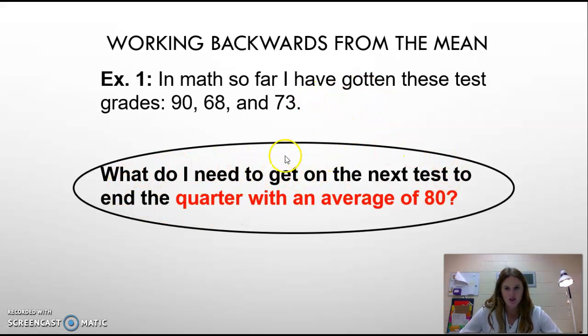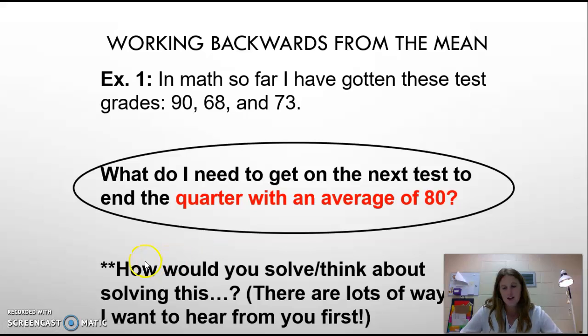And so there's the question, this circle right here. I want to end the quarter with an average of an 80. What do I need to get on the last test? And this data point says maybe pause me right now, how would you solve this or think about this? There's a lot of different ways. I want to hear from you when you're next in person, maybe jot down an idea. How would you go about this problem? I have 3 tests so far. I'm taking one more. I want to get an 80. What do I need to get on the last test to secure that average of an 80?